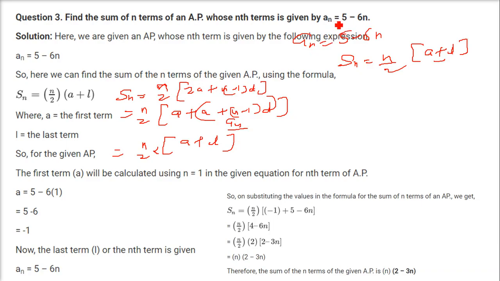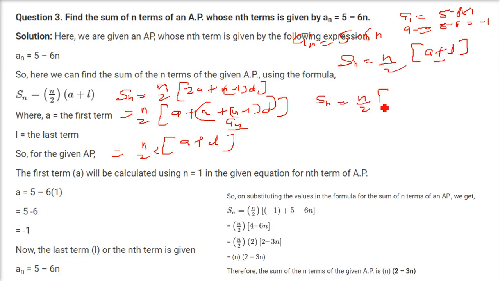But here we have an, 5 minus 6n. What is the first term? a1. 5 minus 6 into 1. I am putting 1 in this place. So it is going to be 5 minus 6. It is going to be minus 1. So a is minus 1. Means first term a1 is minus 1. So I'll use it here.